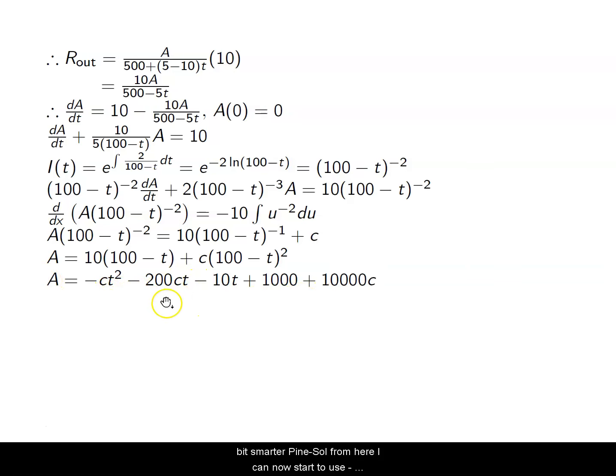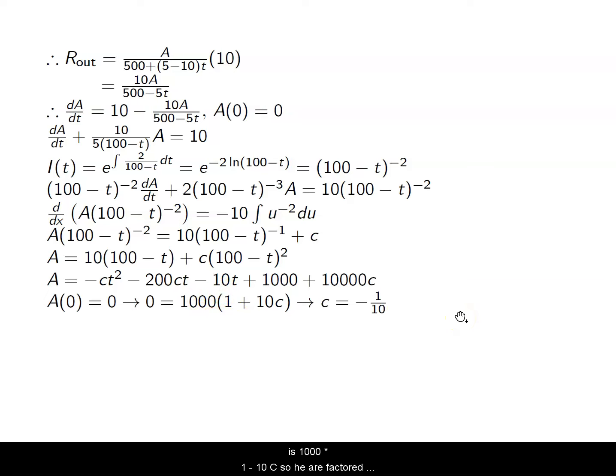So from here, I can now start to use my initial condition to try to solve for this constant, right? So when I plug in 0 everywhere, even here is fine because this goes away, this goes away, this goes away, and I'm left with this equaling 0, right? Which is nice because it's still a simple equation. However, it would have been even easier if I just pulled out a factor, but whatever, right? So 0 is 1000 times 1 minus 10c, so here I factored, okay? That gives me c is negative 1 over 10. Sorry, I meant 1000 times 1 plus 10c, and then I get c is negative 1/10.